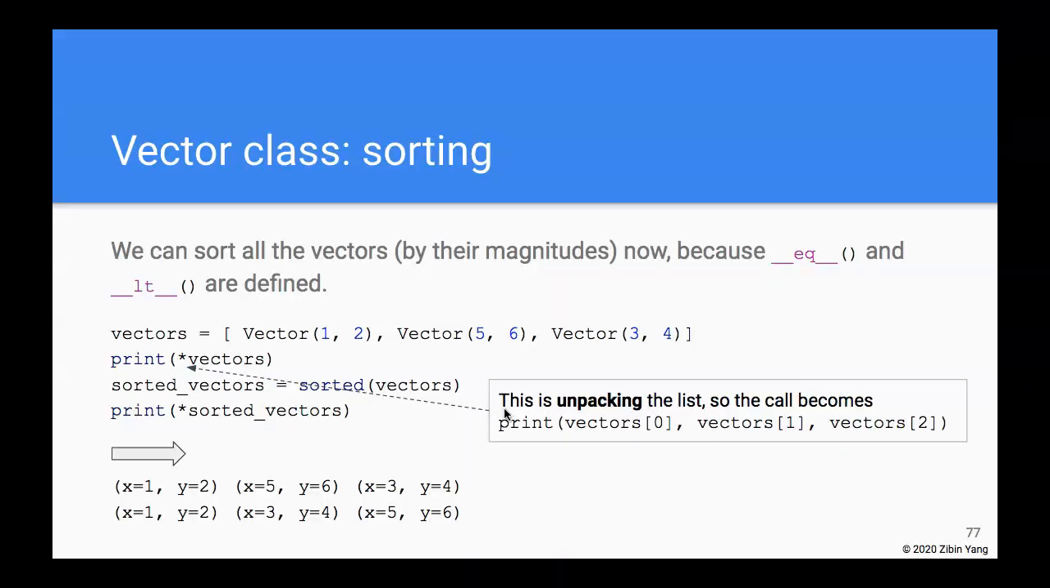So what is the useful thing we can do now that we have both the dunder equal and dunder less than methods defined? Well, we can now sort all the vectors, obviously by their magnitude, because that's what the less than method is comparing. And we can sort them by using the built-in sorted function.